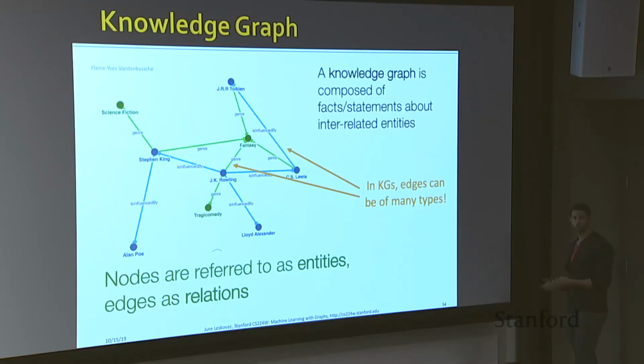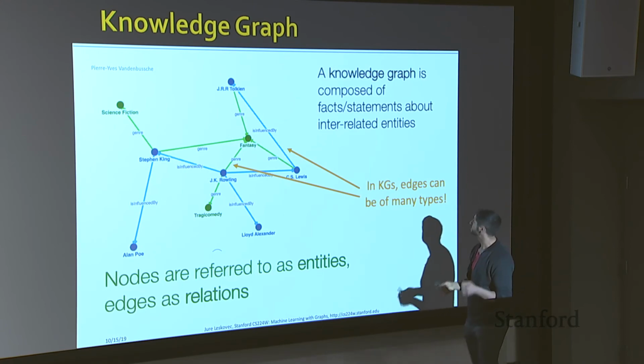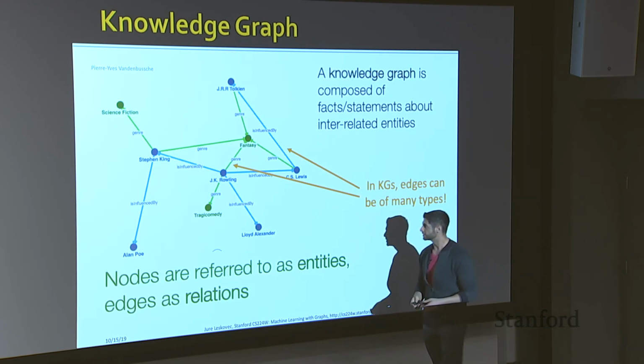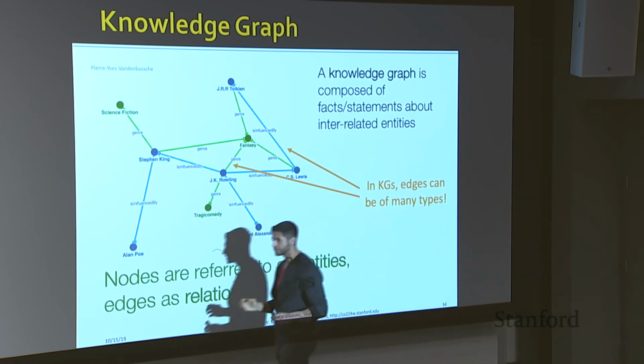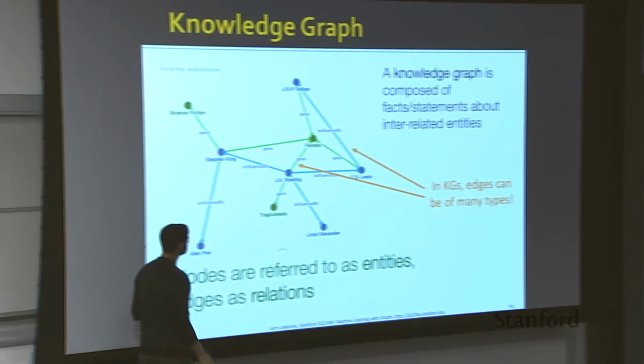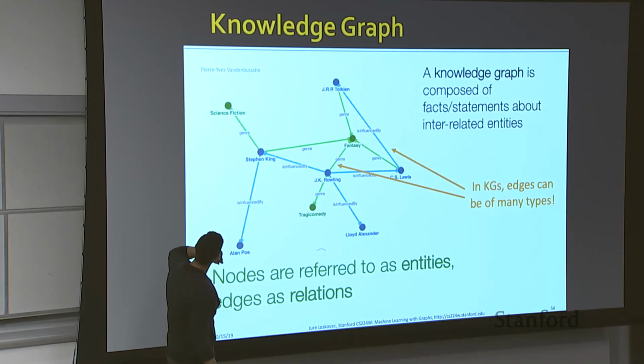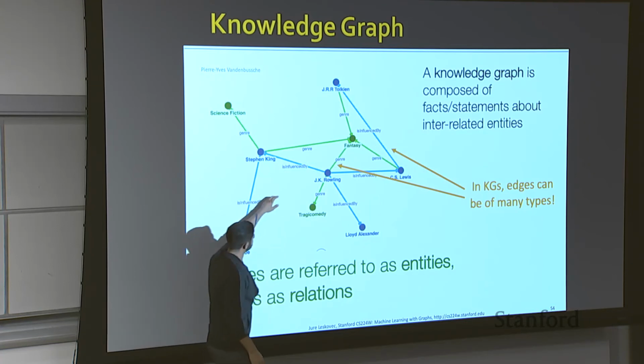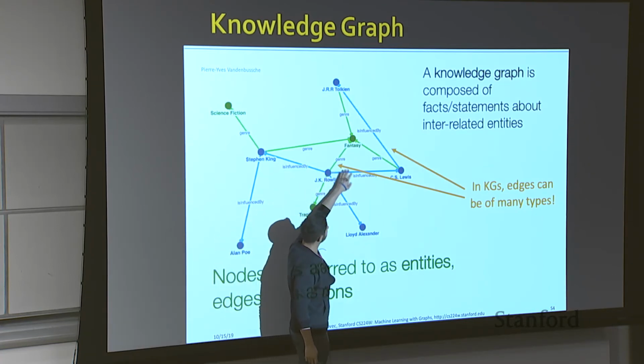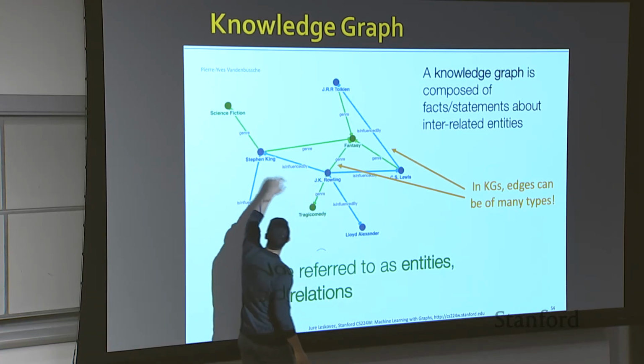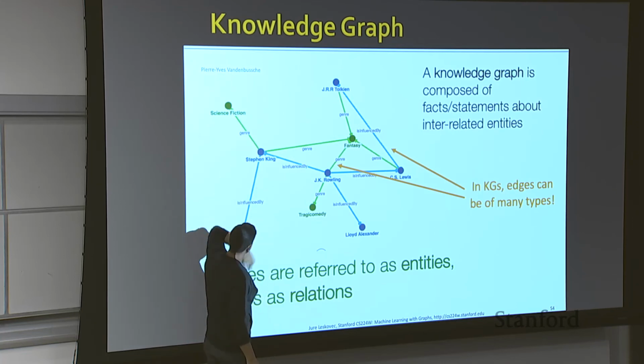So what is a knowledge graph, first of all, okay? A knowledge graph is composed of facts and statements about interrelated entities. For instance, this is a small snapshot about writers. You have J.K. Rowling and you have Stephen King, and you see that they have some genre in common, like they've both written fantasy books, or Stephen King wrote science fiction books.